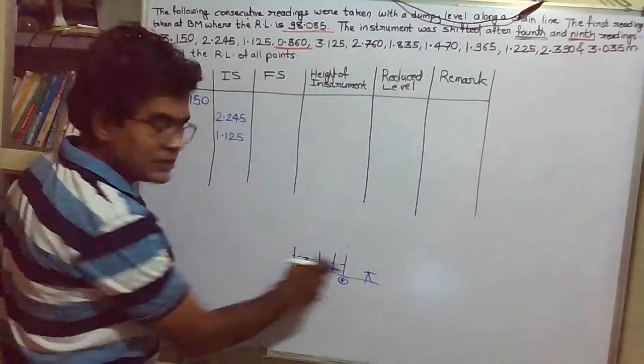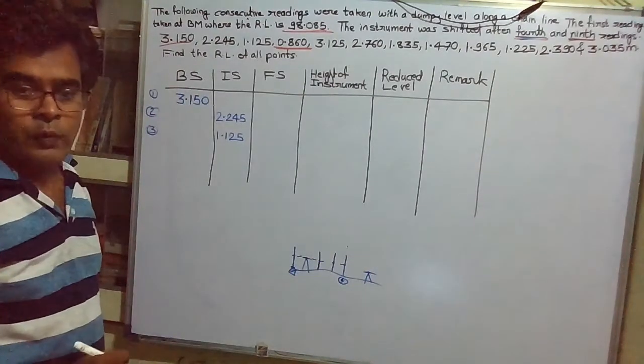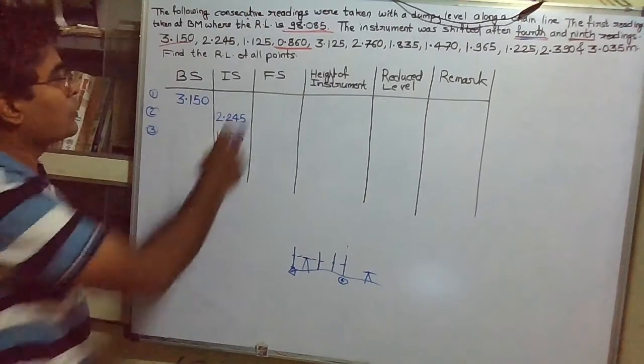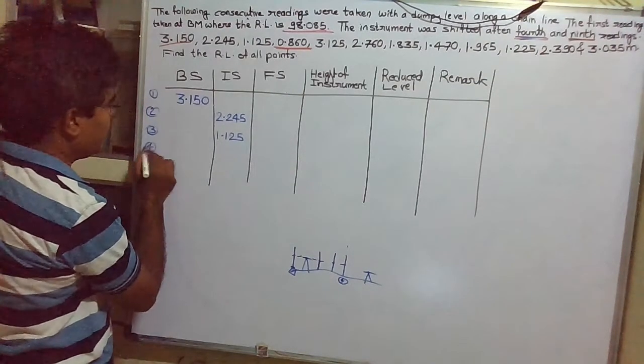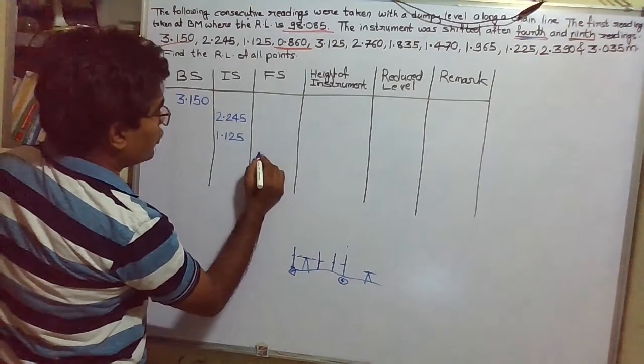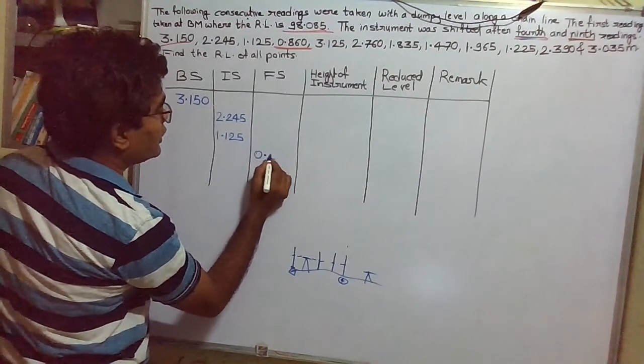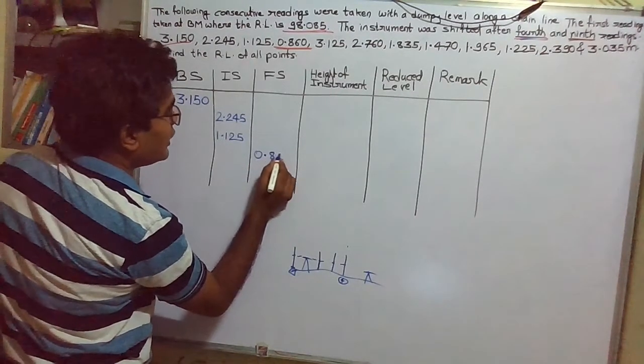Now here the instrument is shifted after the fourth reading, meaning the fourth reading is the last with this setup of the instrument. So where do we have to write it? We have to write it down in the foresight column. So our fourth reading we are writing in the foresight column, that is 0.860.